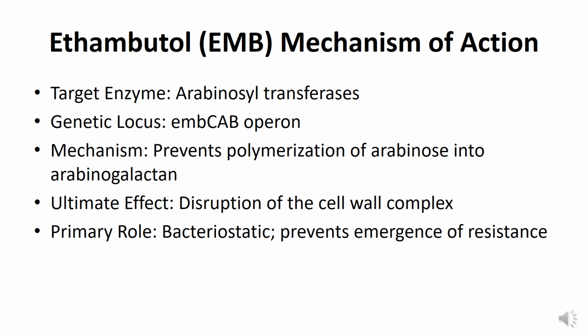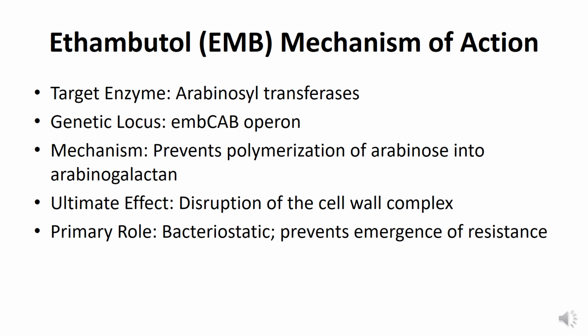One of the key structural components is a molecule called arabinogalactan. This substance acts like a scaffold within the cell wall, helping connect important structural elements and maintain the integrity of the bacterial envelope. Ethambutol specifically targets enzymes known as arabinosyl transferases. These enzymes are responsible for assembling arabinose-containing components of arabinogalactan. The genes that encode these enzymes are located within the embCAB operon. This genetic region is essential for the proper construction of the mycobacterial cell wall.